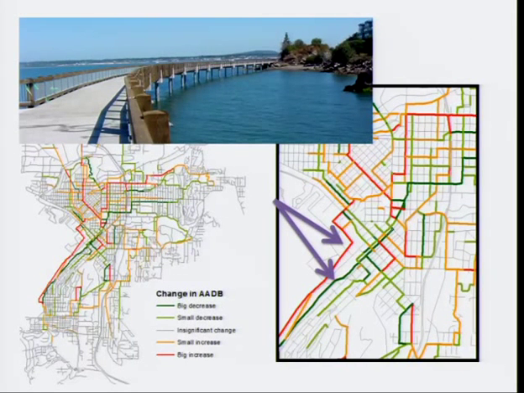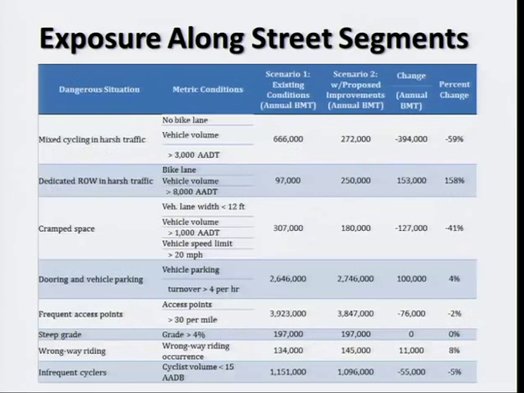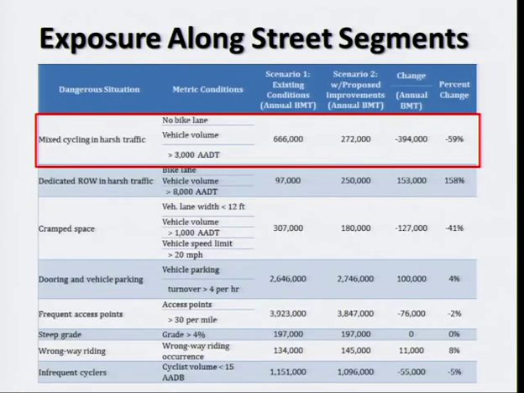When we run this analysis that zooms through the whole thing, we ask where's the threshold of a certain car volume turning right and a certain bike volume going straight? That's called a right hook. So where's that happening and how often is it happening? This then is that output, and it's showing the annual number. There's a lot happening in this graphic, so let me highlight a couple. Here's cycling in mixed traffic. Scenario 1 has 666,000 bicycle miles traveled under that condition, and then there's a 59% reduction in that under scenario 2.